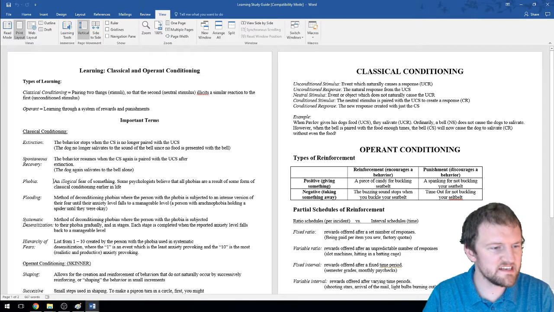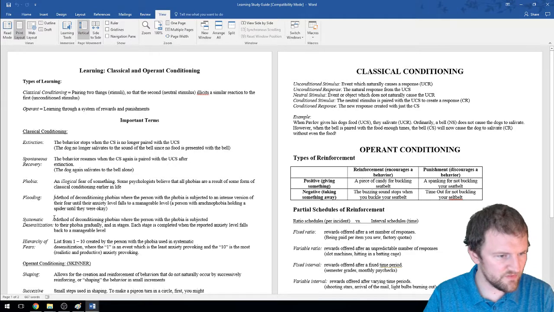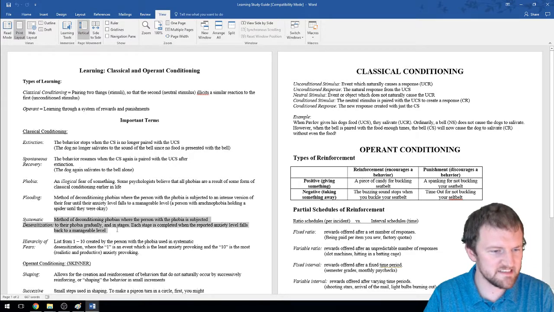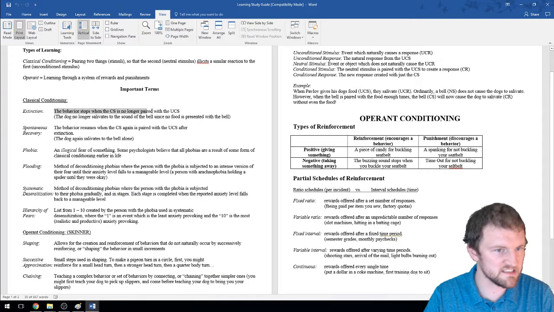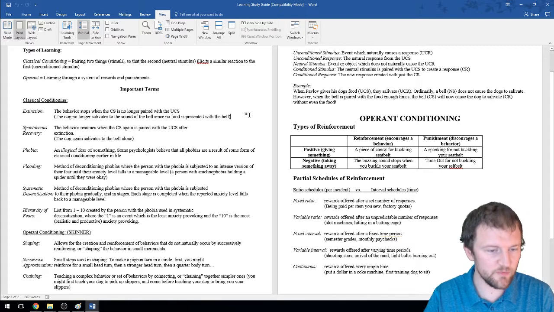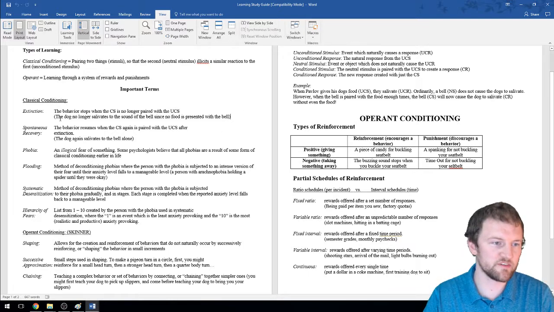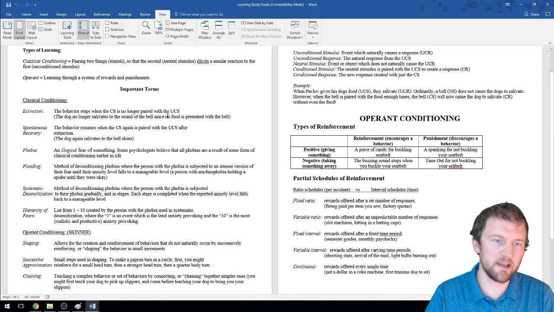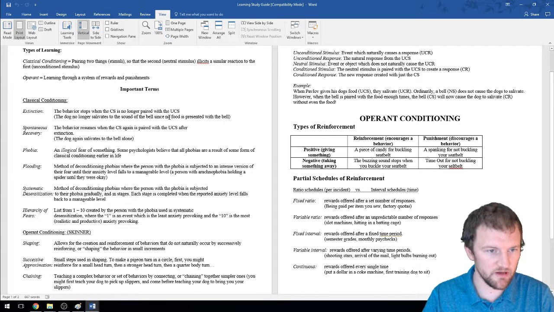There are ways to decondition phobias, and we talked about this last day in class, starting with systematic sensitization. Systematic sensitization is a way to expose yourself to a phobia, which will eventually cause extinction, which is where the conditioned response won't happen with the conditioned stimulus anymore. Like if Pavlov kept ringing the bell over and over without giving the dog food, then eventually the dog would stop salivating to the sound of the bell.